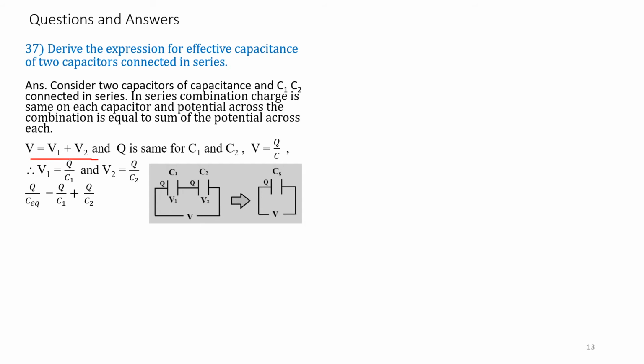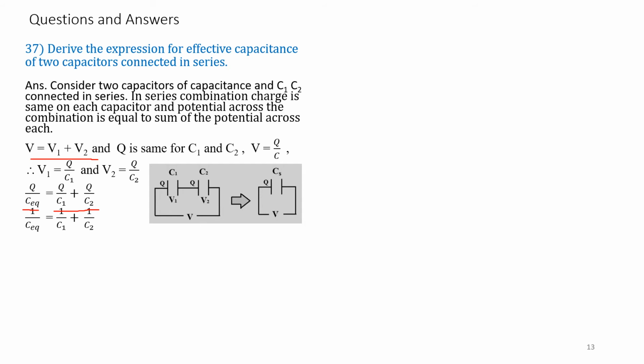Hence, we know V is equal to Q by C. So, therefore, we have written Q by C here. That is equal to V1 plus V2. V1 is Q by C1 and V2 is Q by C2. Therefore, Q by C equivalent is equal to Q by C1 plus Q by C2. Therefore, this Q gets cancelled. Q on the left side and Q on the right side gets cancelled, and we get equation 1 over C EQ is equal to 1 over C1 plus 1 over C2.